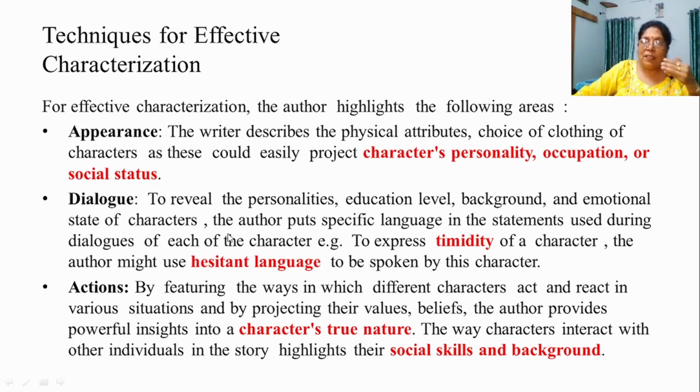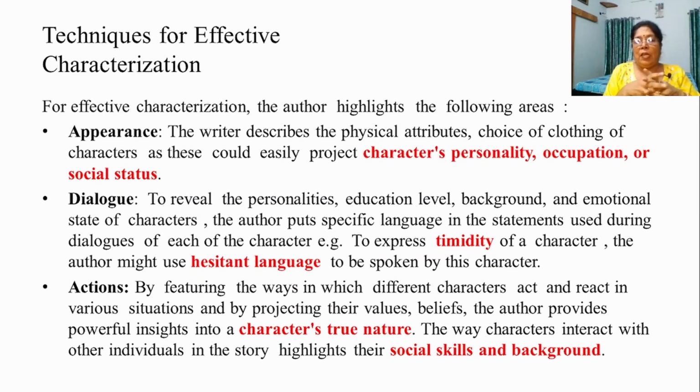So when the characters are speaking, the author chooses such language and puts it into the mouth of the character so that the reader may understand about his personality, about his educational level, about his background, etc. So the dialogues that are spoken in the narrative also play a significant role. This is a technique used for effective characterization.